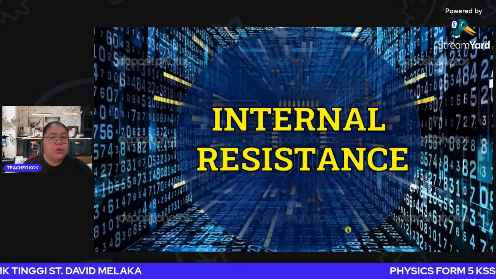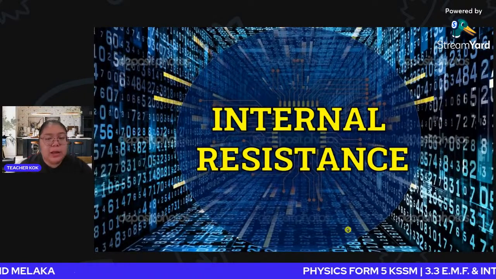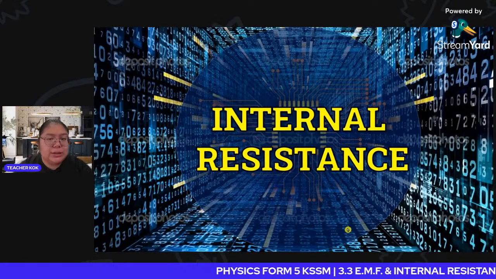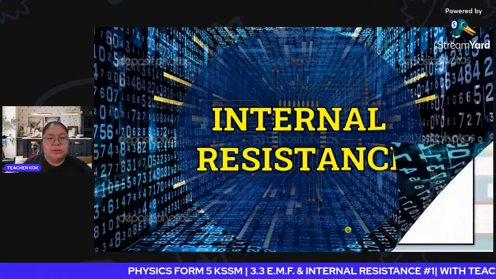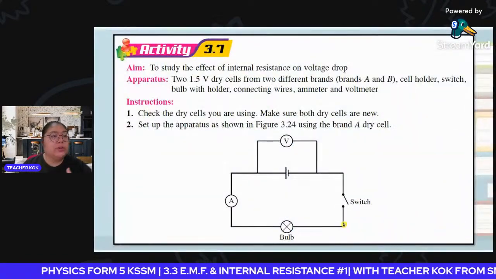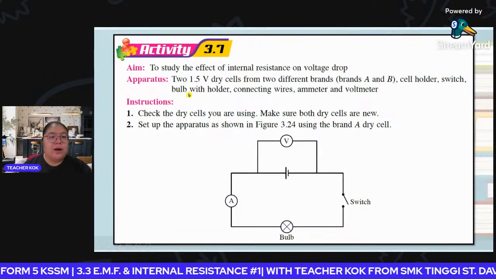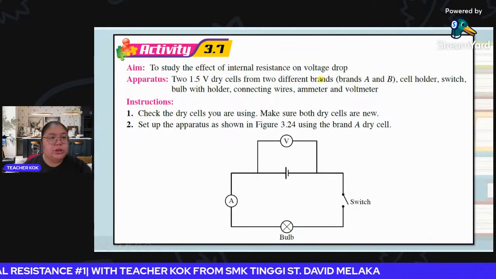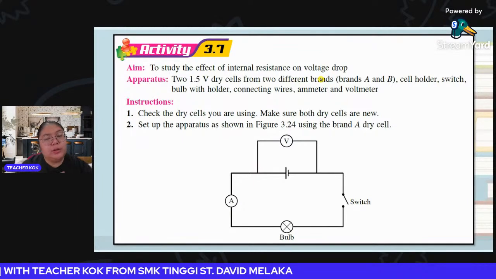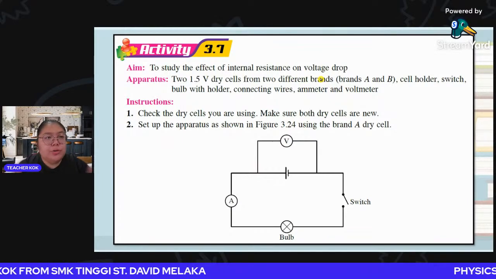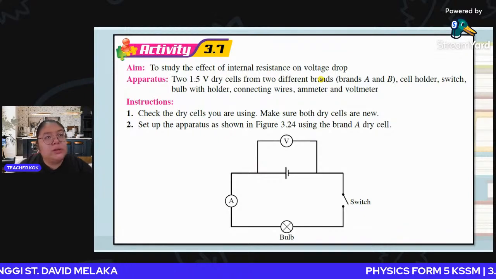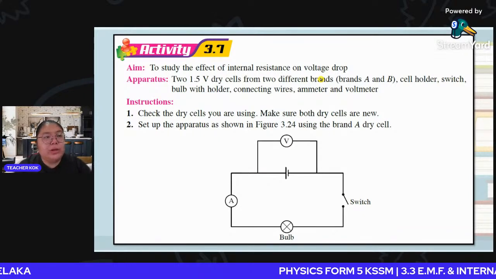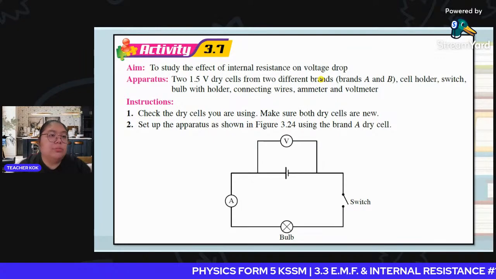After introducing the EMF, we need to go to the internal resistance. Let's see the next part. This one is one of the activities. They want to find out the effect of the internal resistance on the voltage drop. Just now we already saw the diagram: 3 volt dropping to 2.7. So from here we need to explain why it drops.